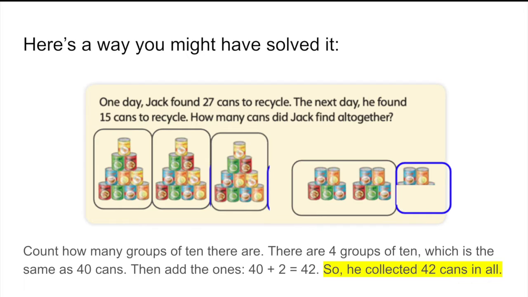What I did to solve it, and what you might have done too, is figured out how many tens. There's 4 groups of 10, which is the same as 40 cans. Then we add the ones. There's 2 ones left over. 40 plus 2 is 42. He collected 42 cans in all.